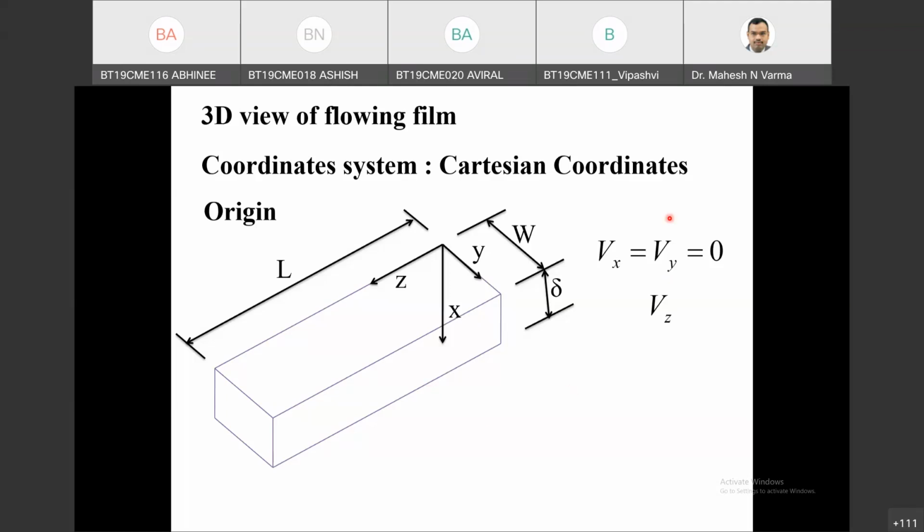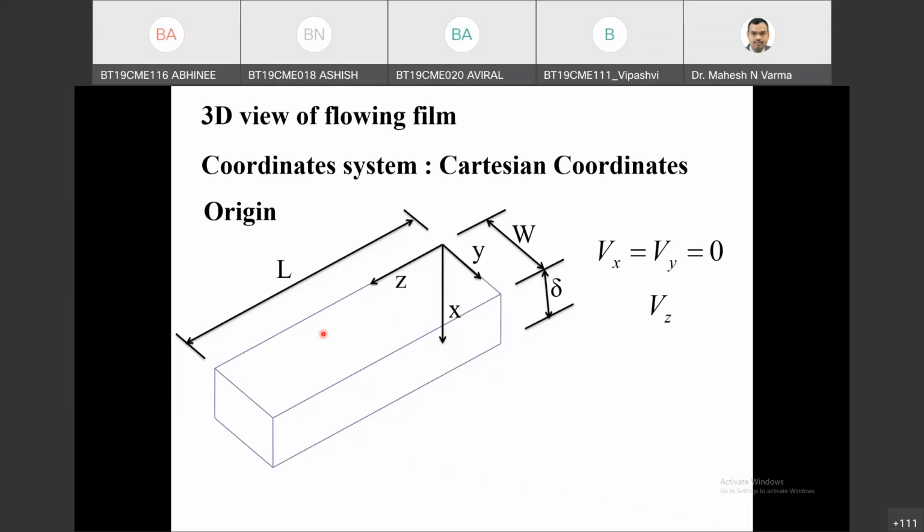Otherwise, this information is given: Vx equals 0, Vy equals 0. This is given actually, flow over a flat plate, with only one angle given, the angle with the perpendicular to gravity. It means there is no velocity in the y direction and none in the x direction, only one velocity. This is 1D flow. So is Vz a function of x, of y, or of z?